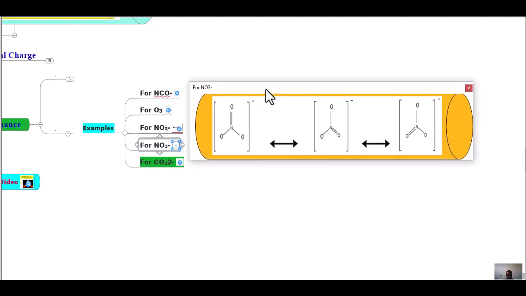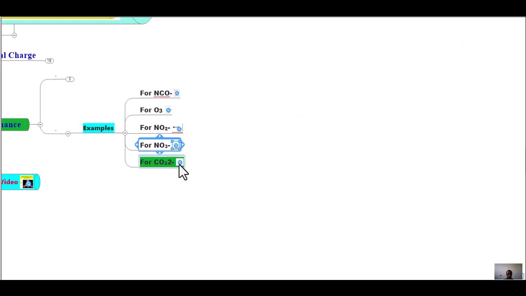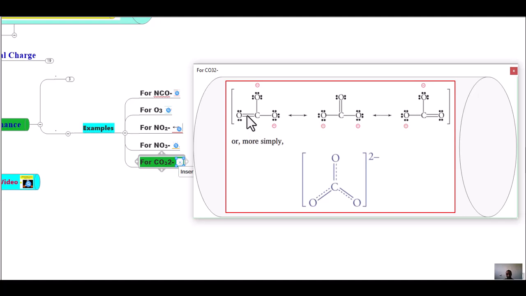And the fourth one is for the nitrate ion. We have 3 resonances: double bond at this oxygen and at this nitrogen, double bond at this oxygen and at this nitrogen, and double bond at this oxygen and at this nitrogen. By calculating the formal charge, you can choose the more preferable Lewis structure. And the last is this one. Carbonate has 3 resonances, 1, 2, 3.